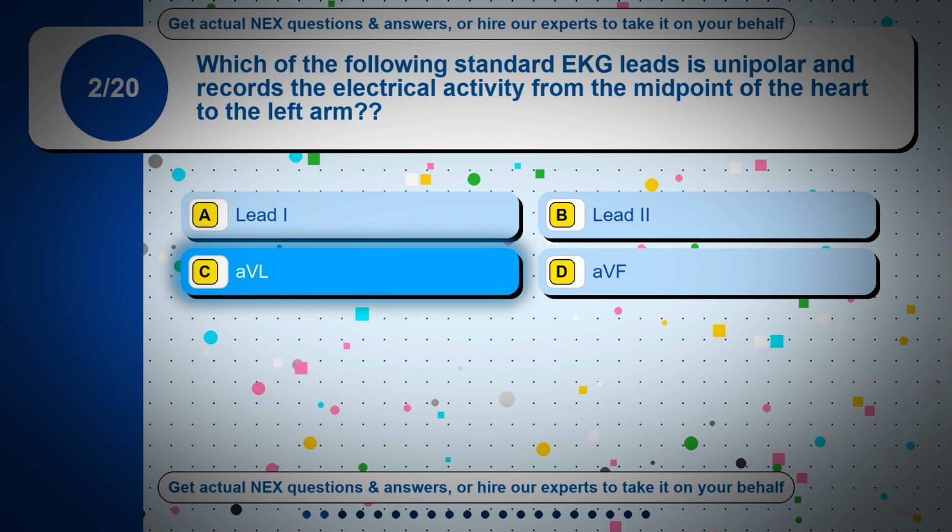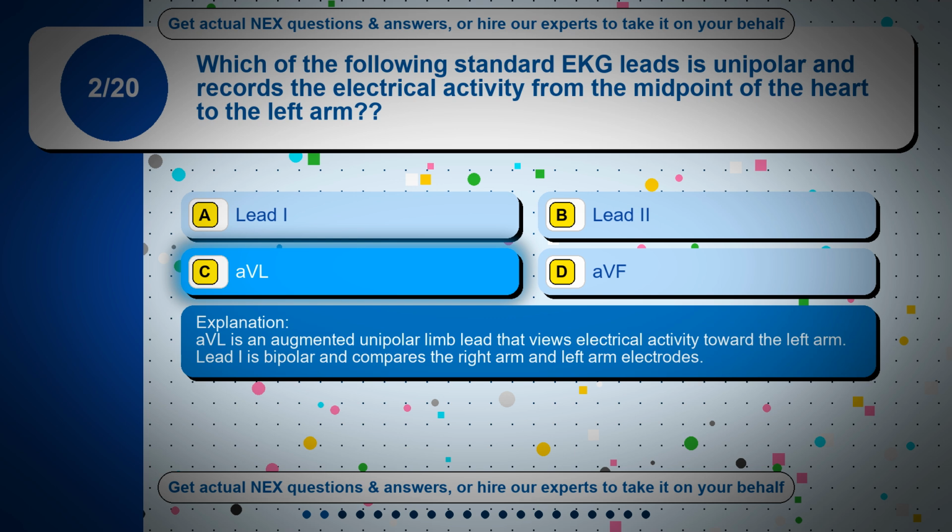The correct answer is option C, aVL. aVL is an augmented unipolar limb lead that views electrical activity toward the left arm. Lead I is bipolar and compares the right arm and left arm electrodes.